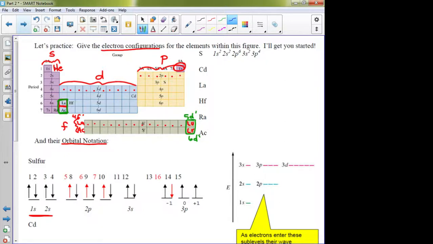All right, we feeling okay? Feeling good? Yeah? All right, we ready to start? Let's start. Now, they already did sulfur for us, but let's go ahead and try sulfur out on our own. So there's sulfur on the periodic table, and it wants the electron configuration. Sulfur is what number on the periodic table?